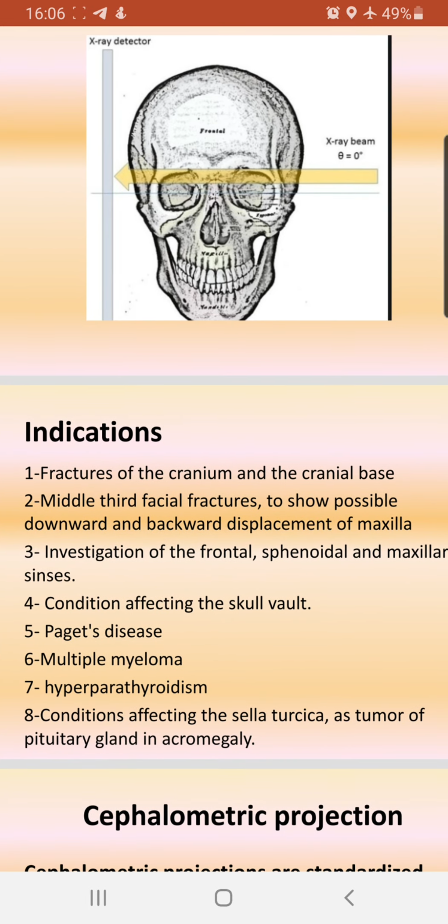Indication: fractures of the cranium and the cranial base. Middle third facial fracture, to show possible downward and backward displacement of the maxilla. Investigation of the frontal, sphenoidal, and maxillary sinus. Conditions affecting the skull vault: Paget disease, multiple myeloma, hyperparathyroidism. Conditions affecting the sella turcica, such as a tumor of the pituitary gland in acromegaly.